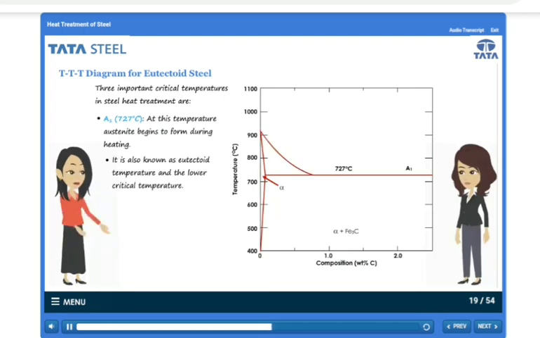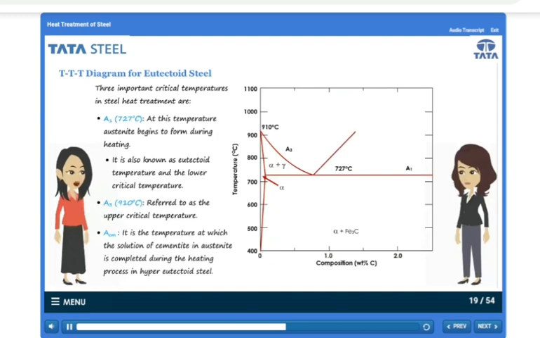The second critical temperature is A3, that is 910 degrees Celsius. It is referred to as the upper critical temperature. And the third critical temperature is ACM. It is the temperature at which the solution of cementite in austenite is completed during the heating process in hypereutectoid steel. I see. Please go ahead.